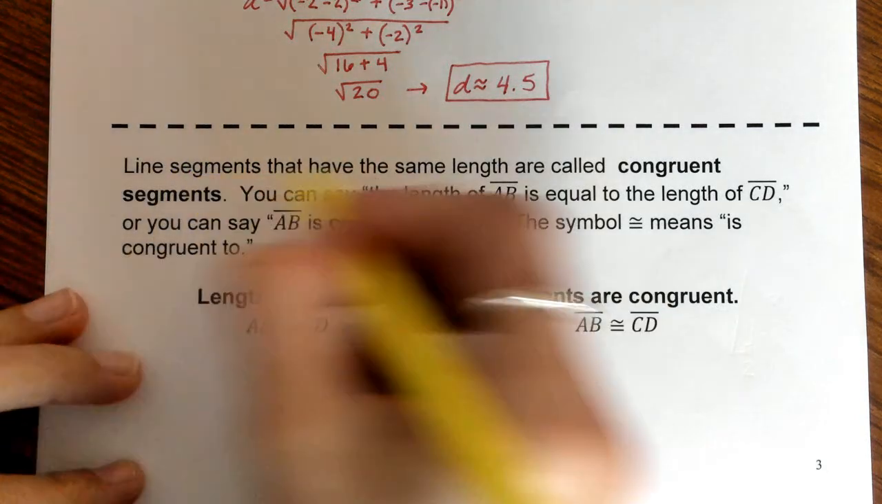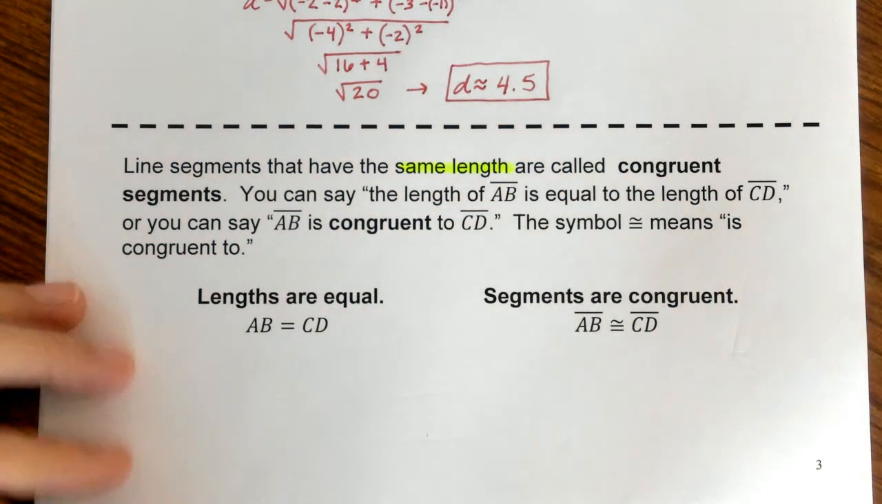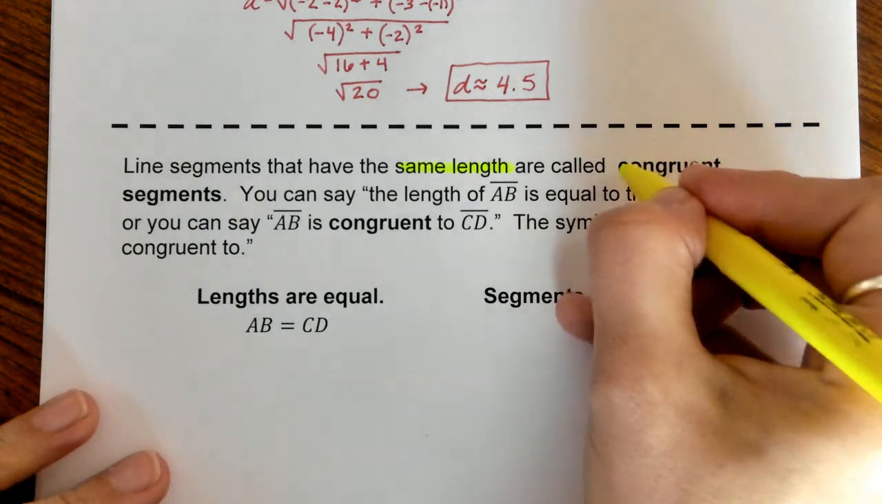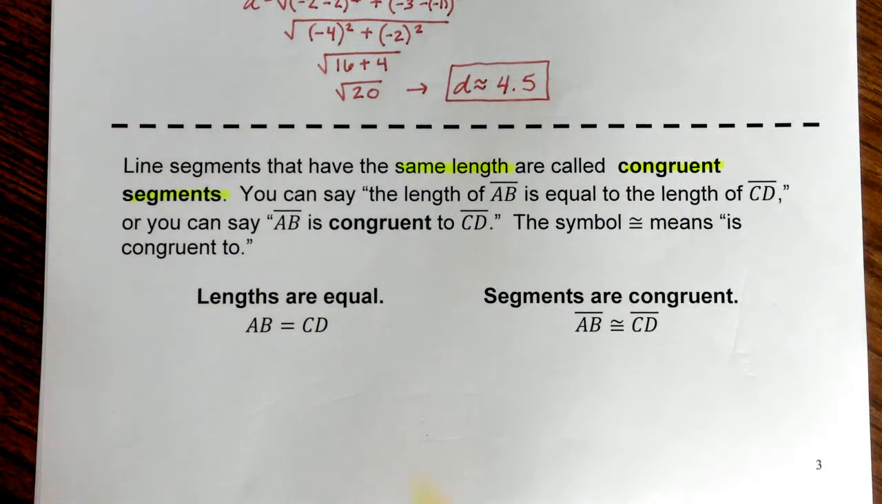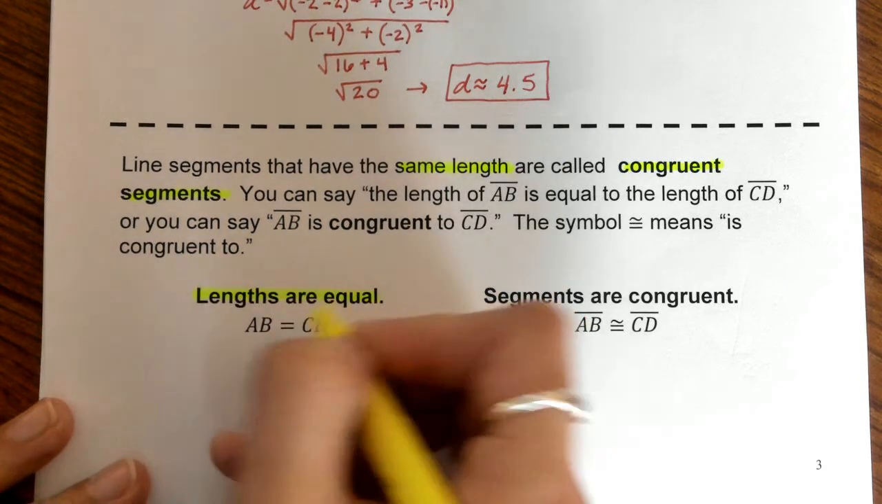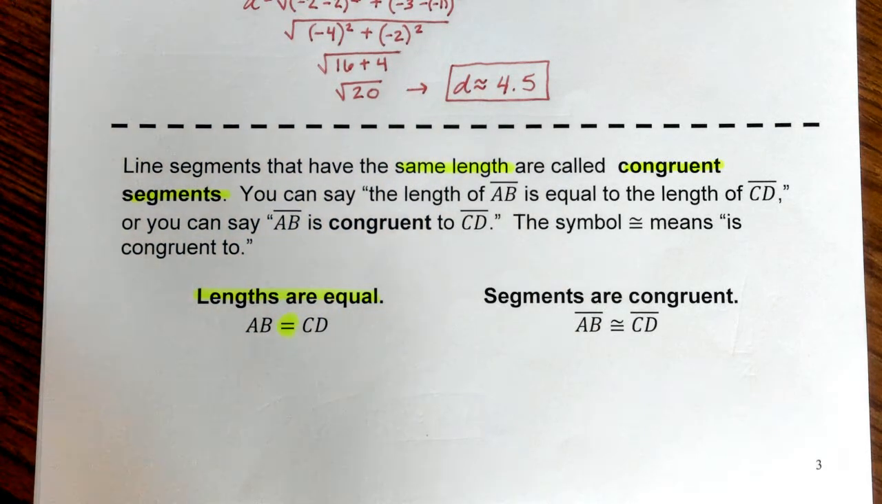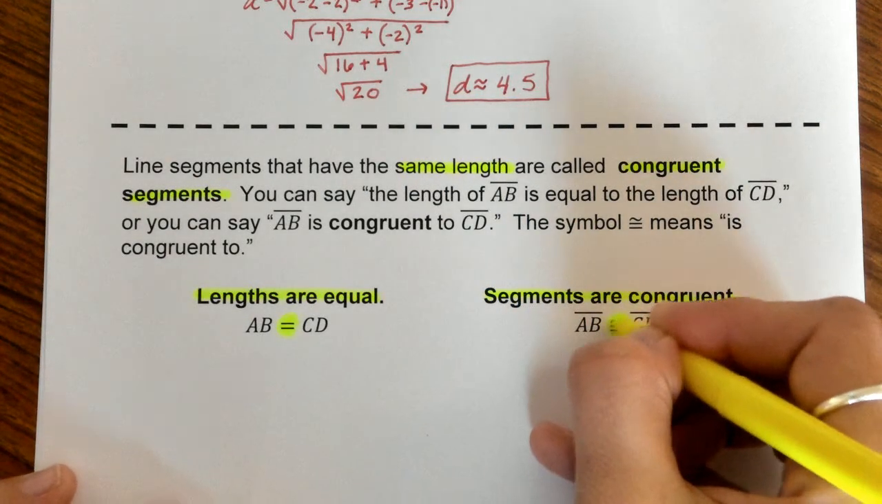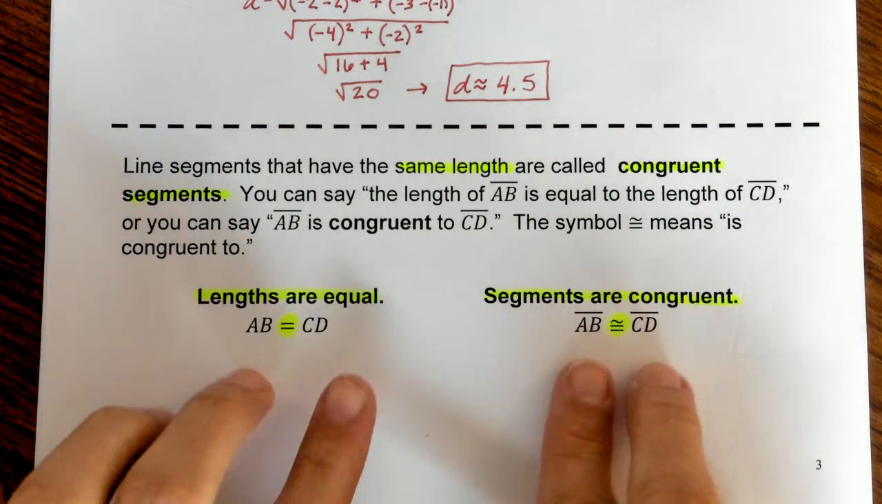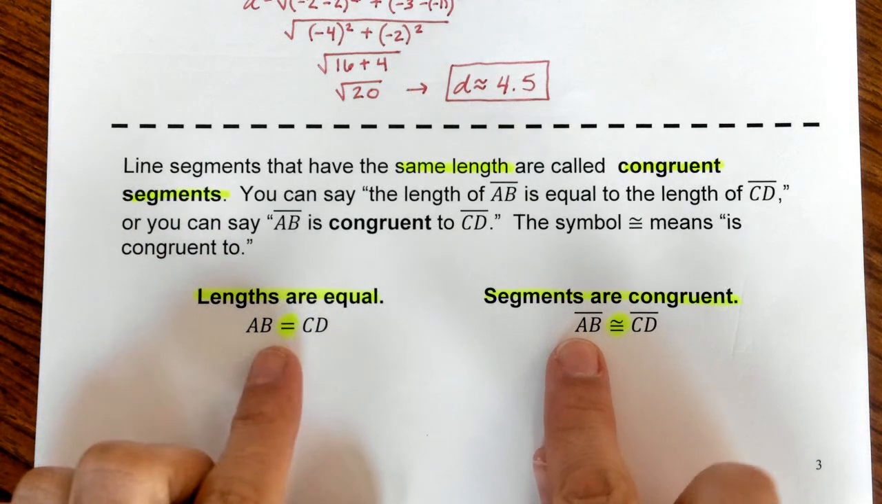When you have line segments that are the same length, they're called congruent segments. Okay? So if we take a look down here, lengths are always equal. Now, when we're talking about lengths, right here we've got segments are congruent. I want you guys to notice the difference between not just the symbol, but the letters.